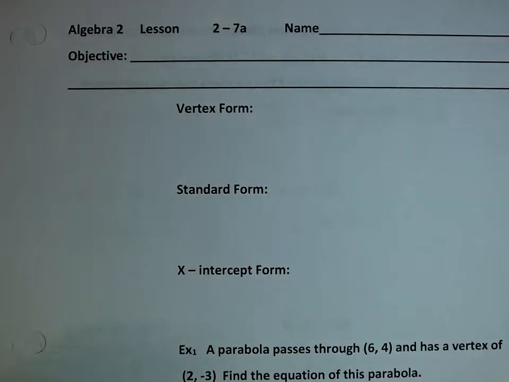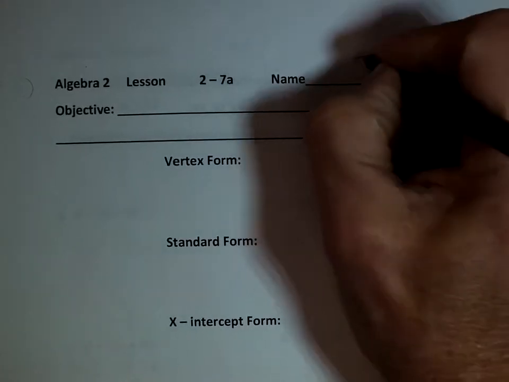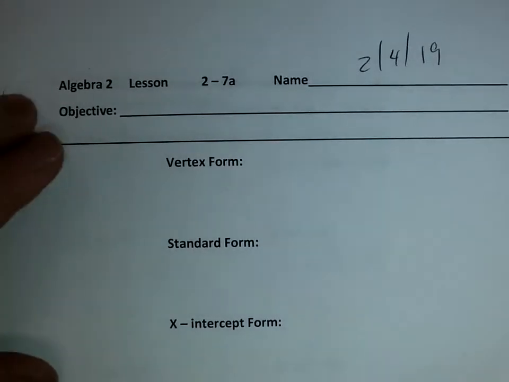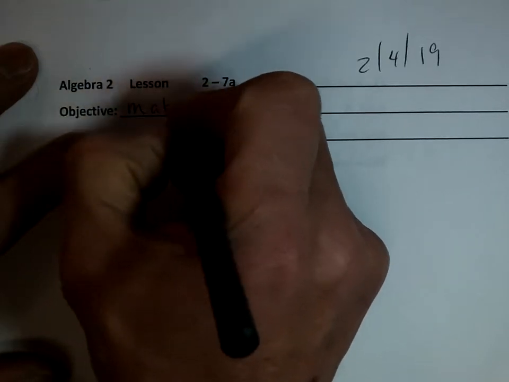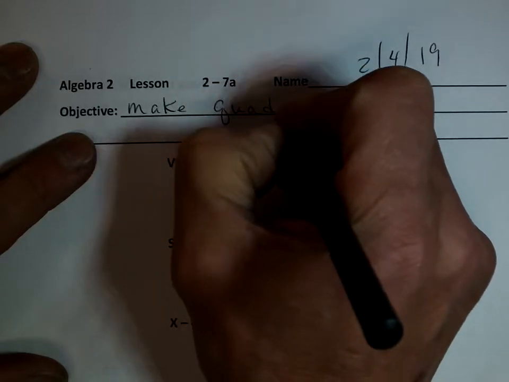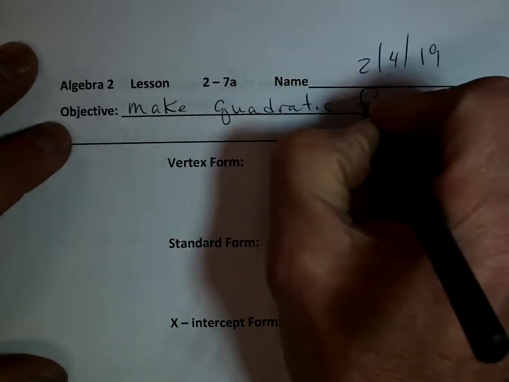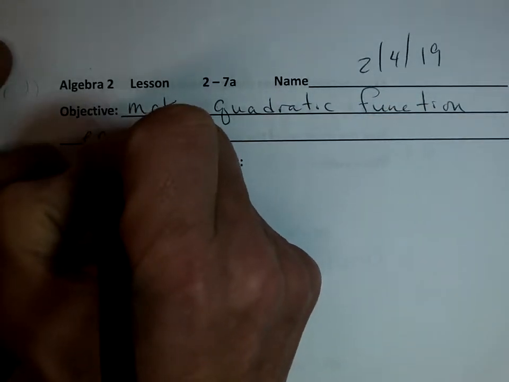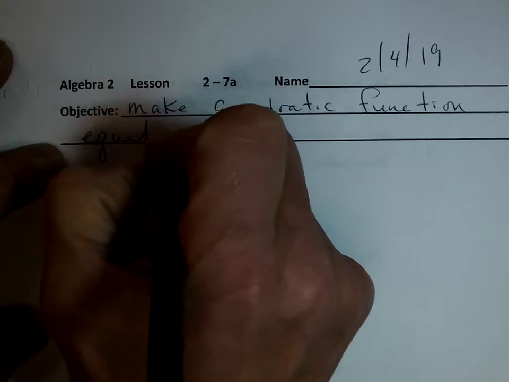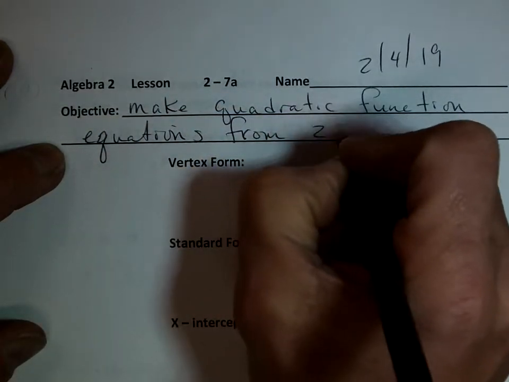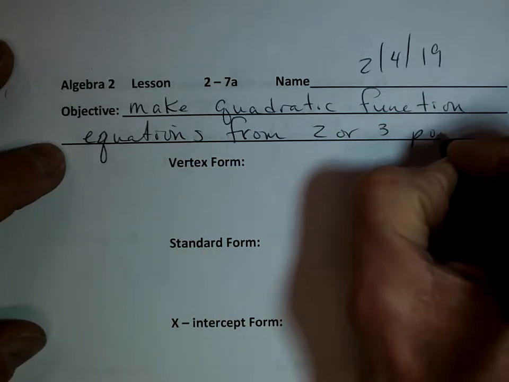So today is February 4th. Okay, so here's our objective. Our objective is going to be to make quadratic function equations from 2 or 3 points.